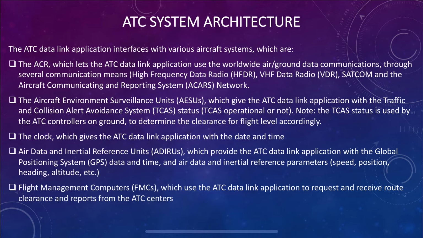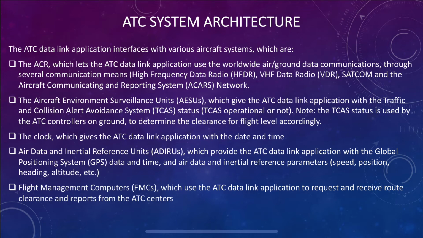The Aircraft Environment Surveillance Unit AESU gives the ATC data link application the Traffic Collision Avoidance System TCAS status, whether it's operational or not. Note, the TCAS status is used by the ATC controllers on ground to determine the clearance for flight level accordingly. The clock gives the ATC data link application the date and time.